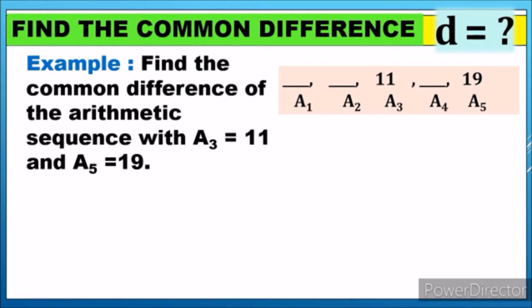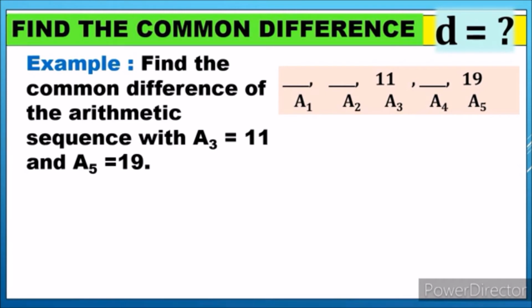Okay, let us try to illustrate the example. A sub 1 is not yet given. A sub 2 is the same, unknown. A sub 3 is equal to 11. A sub 4 is also unknown. And a sub 5 is equal to 19, or the last term of the sequence here is 19.